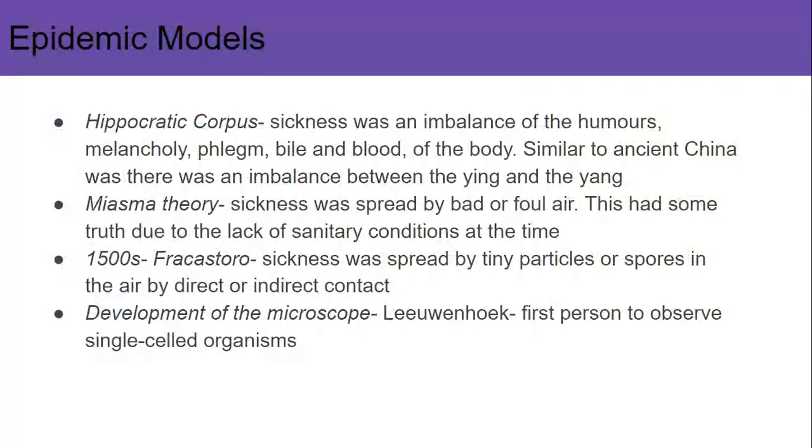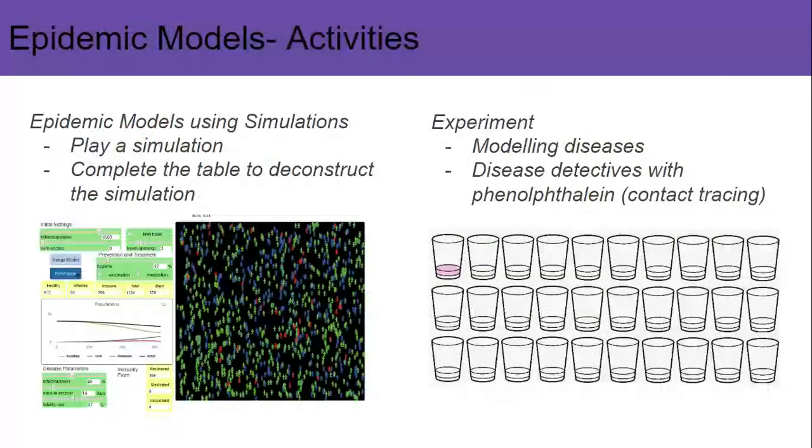The first idea closest to what we have now was developed in the 1500s. And Fracastoro had the idea that sickness was spread by tiny particles or spores in the air by direct or indirect contact. And it wasn't until the development of the microscope, where Leeuwenhoek was the first person to observe single celled organisms, that the idea started to really shift into the germ theory that we have today.